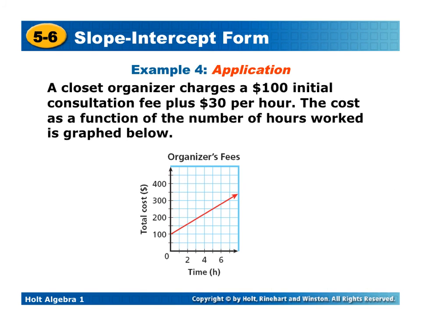So now let's just look at an application for slope-intercept form. If a closet organizer charges $100 initial consultation fee plus $30 an hour, the cost as a function of the number of hours worked is graphed below. So let's just look at this graph a little bit. So here we can see our y-intercept, and we see that it's going up at a constant rate because it's linear.